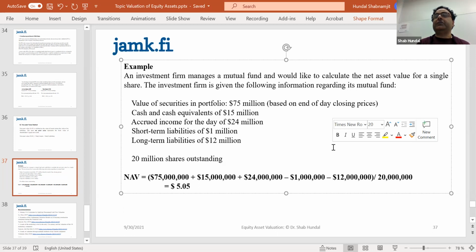Cash, I know what is cash. You all know what is cash. Cash equivalents. Cash equivalents are those which are almost cash. Not cash, bonds, for example. You can sell them quickly. Or for example, it can also be bills or trade bills.